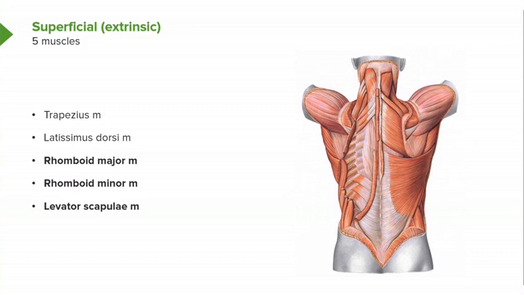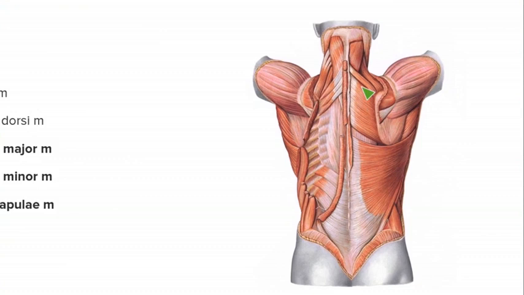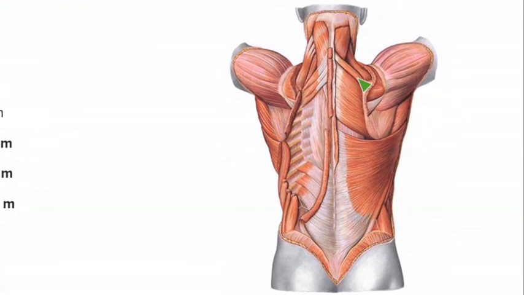These are seen in this particular illustration, and we'll focus on the right side of the image. Here is your rhomboid major. This slender strap-like muscle represents your rhomboid minor, and then this muscle that we see running up into the neck represents the levator scapulae muscle.